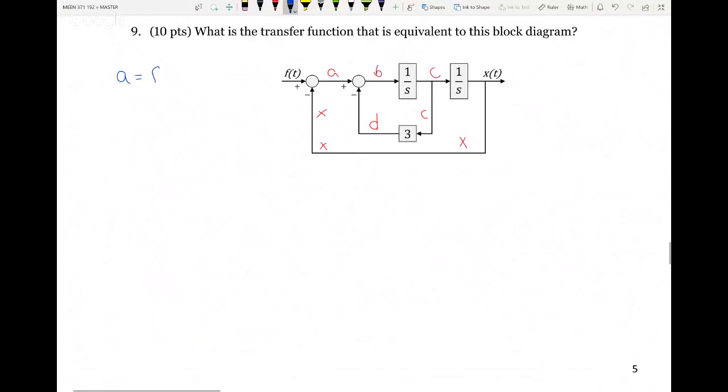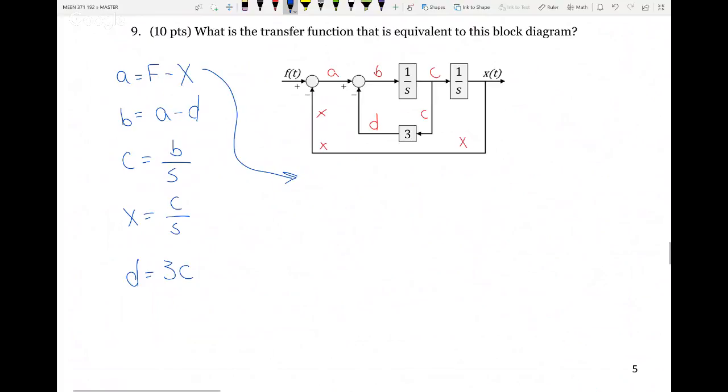A, I'll make this capital, is going to be F minus X, okay? B is going to be A minus D. C is going to be B over S. X is going to be C over S. And now backwards, this X is X, nothing happens, and we'll say D right here. I'm going to say D is going to be 3 times C. Okay, and so now we can kind of begin to combine these together.